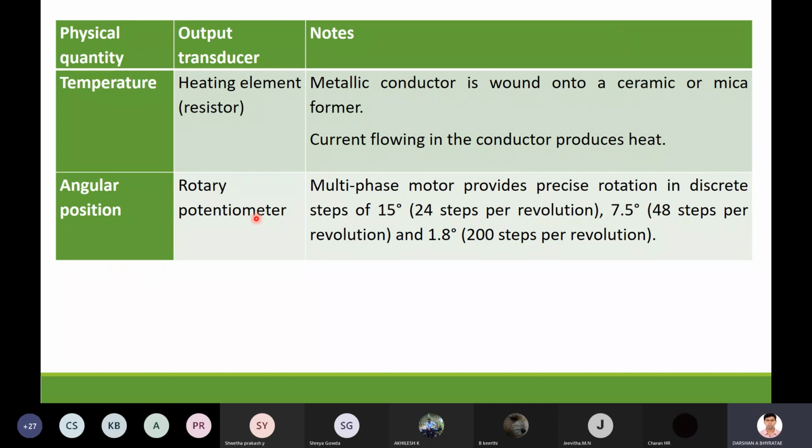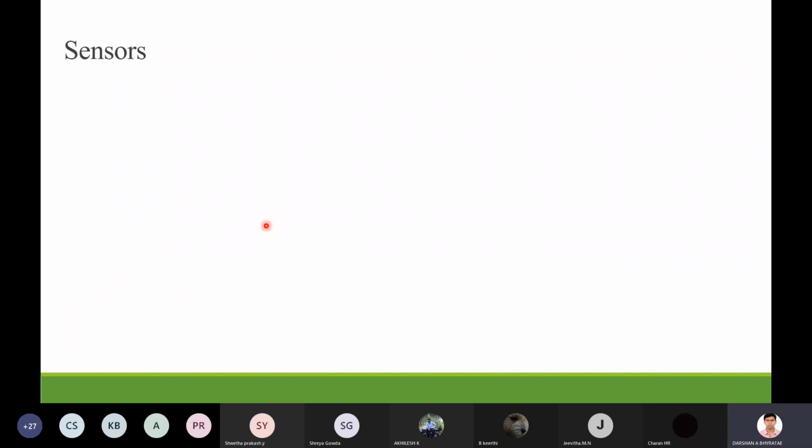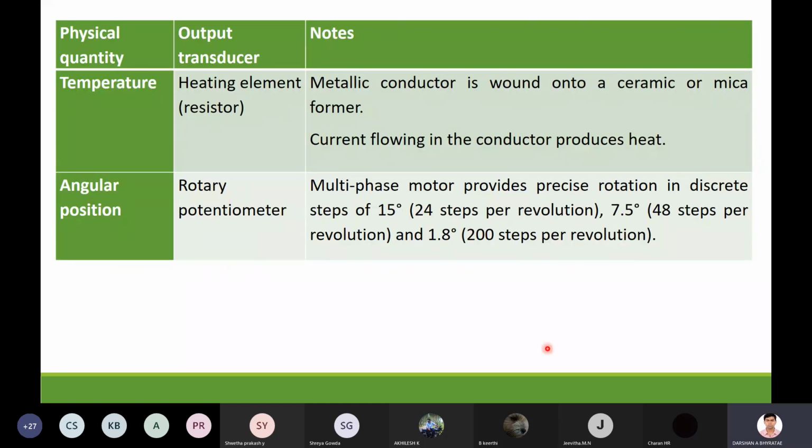Okay, so this is what we have up to the transducer, and in the next class I am going to discuss some more topics related to sensors. Okay, is it clear? Any doubt in this?